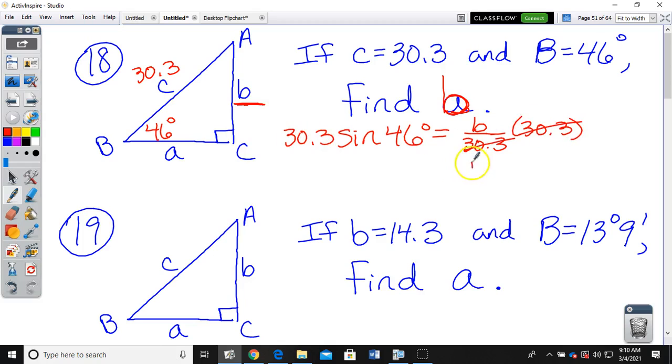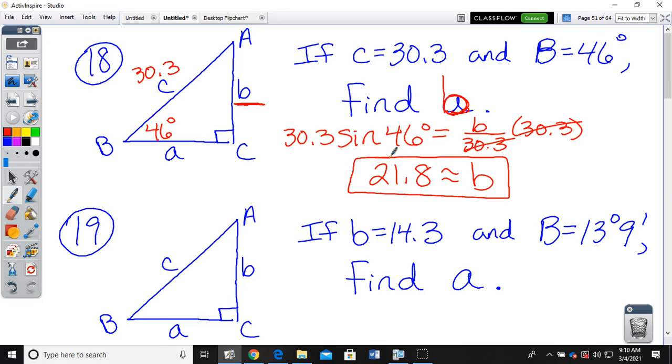Those cancel. It says to round to the nearest what? Tenth, right? So what is that rounded to the nearest tenth? 21.8. In your calculator you would do 30.3 times sine 46. That's it.